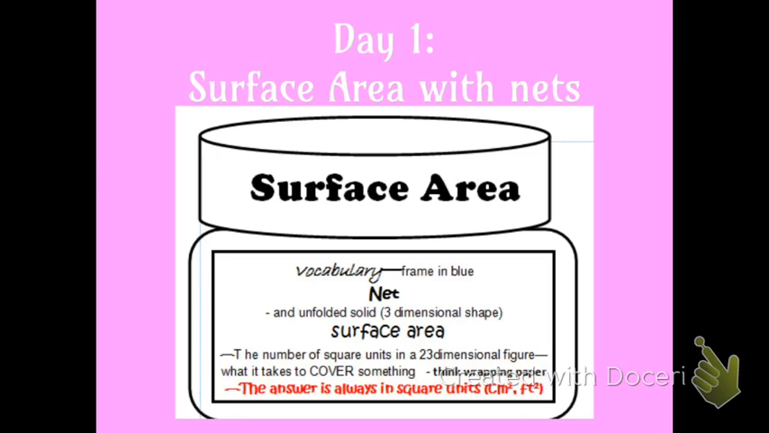Surface area then is just the area of the unfolded net. So the number of square units in a three-dimensional figure, what it takes to cover something. Think about wrapping paper. Remember we talked about this. Area rug, well, it could also be wrapping paper because you're going around something. Okay? And the answer, because we're still talking area, is always what? Squared, right? It's always squared. Even though this is a three-dimensional figure, we're still talking about area.